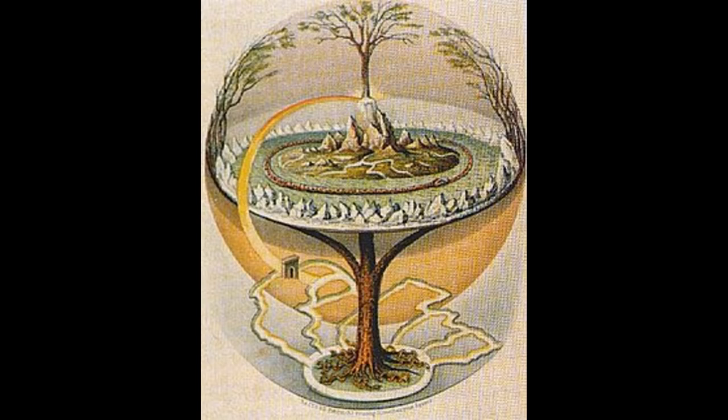Bifrost, the rainbow, was the bridge leading from the earth, called Midgard, to Asgard, the home of the gods. Only the gods could cross this bridge, which was guarded by the god Heimdall. This bridge has also been associated with the Milky Way.